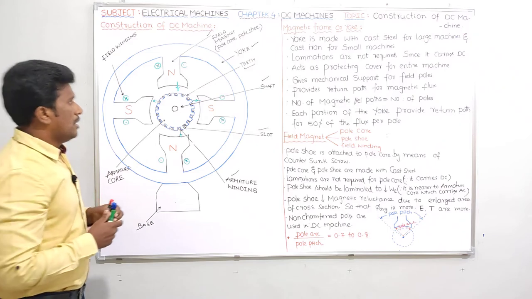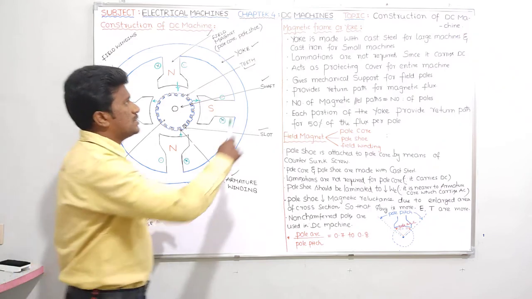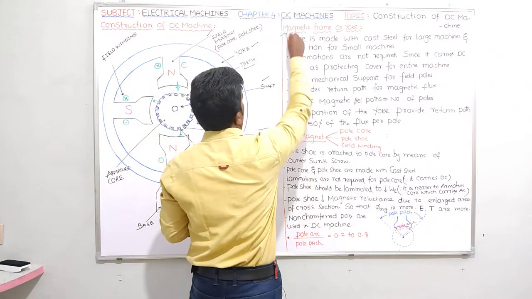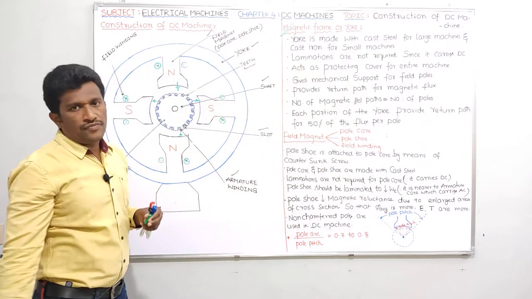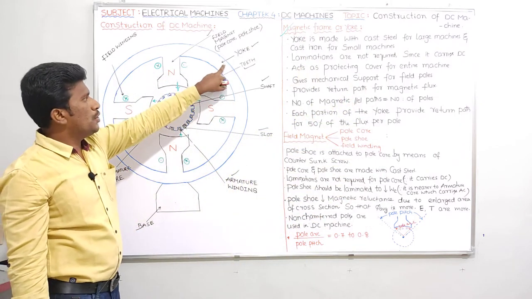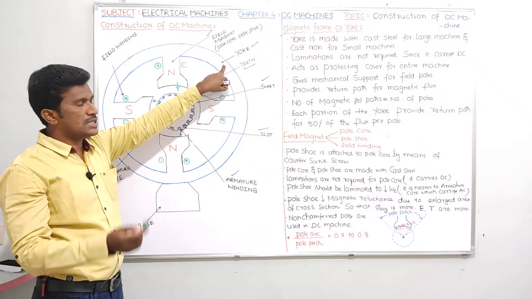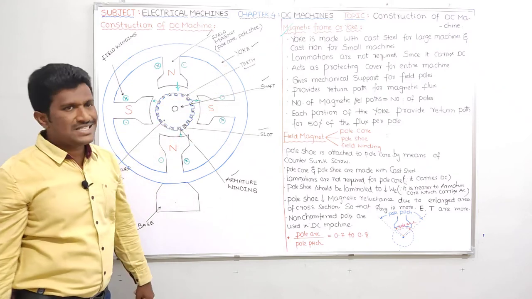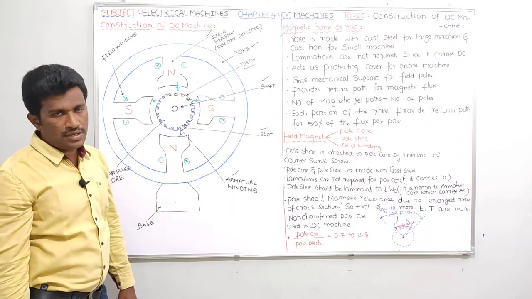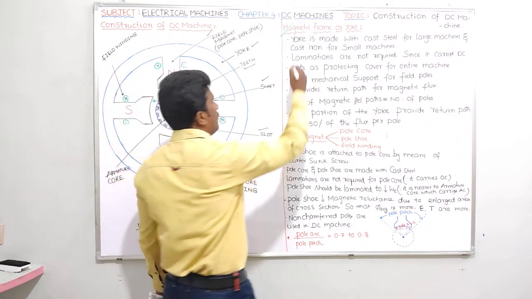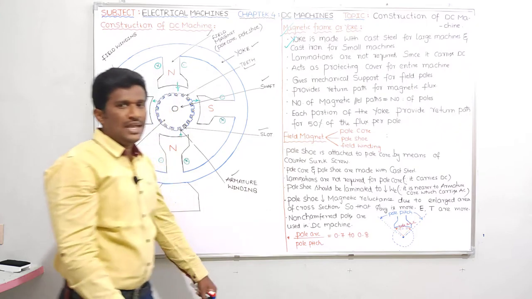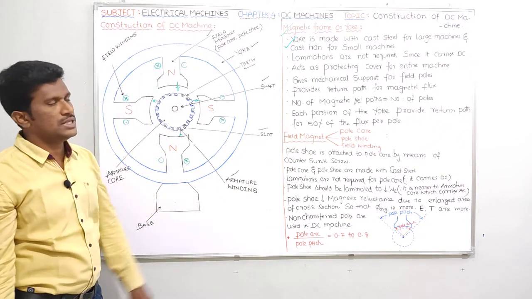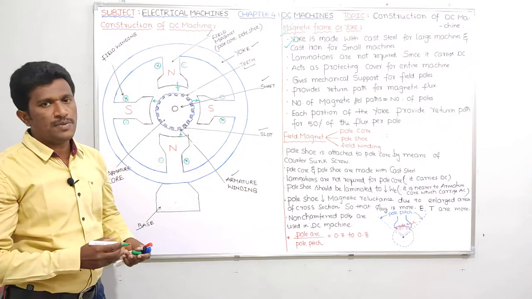Now, first of all, let me explain the magnetic frame or yoke. It's very simple. The yoke is made up of cast steel for large machines and cast iron for small machines. Cast steel for large machines and cast iron for small machines.